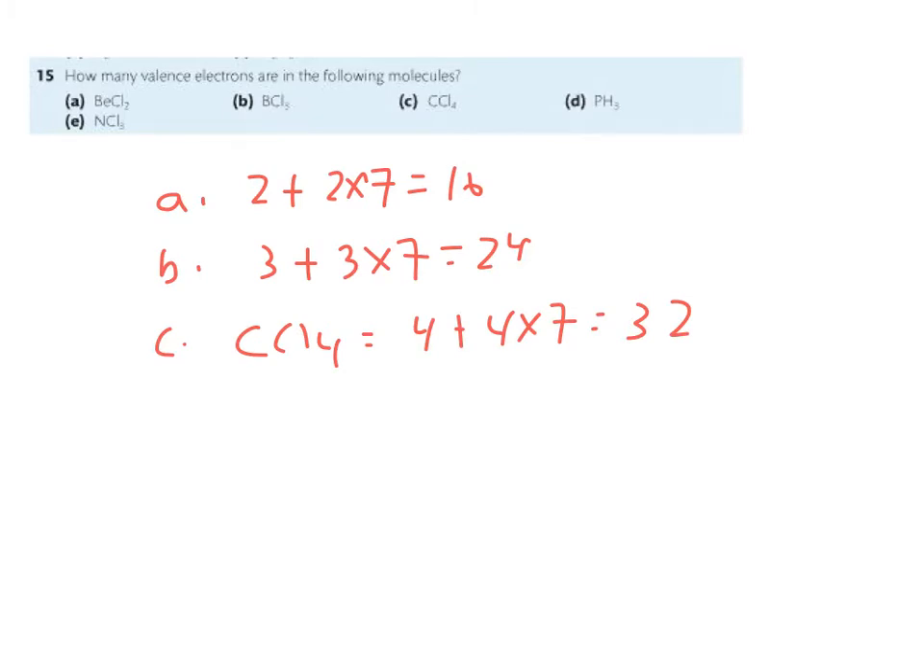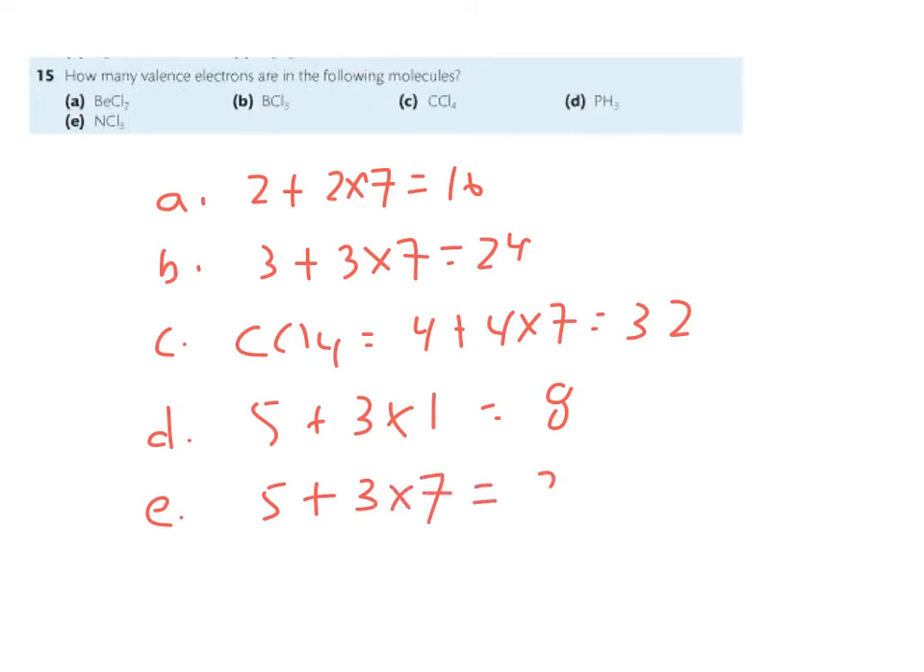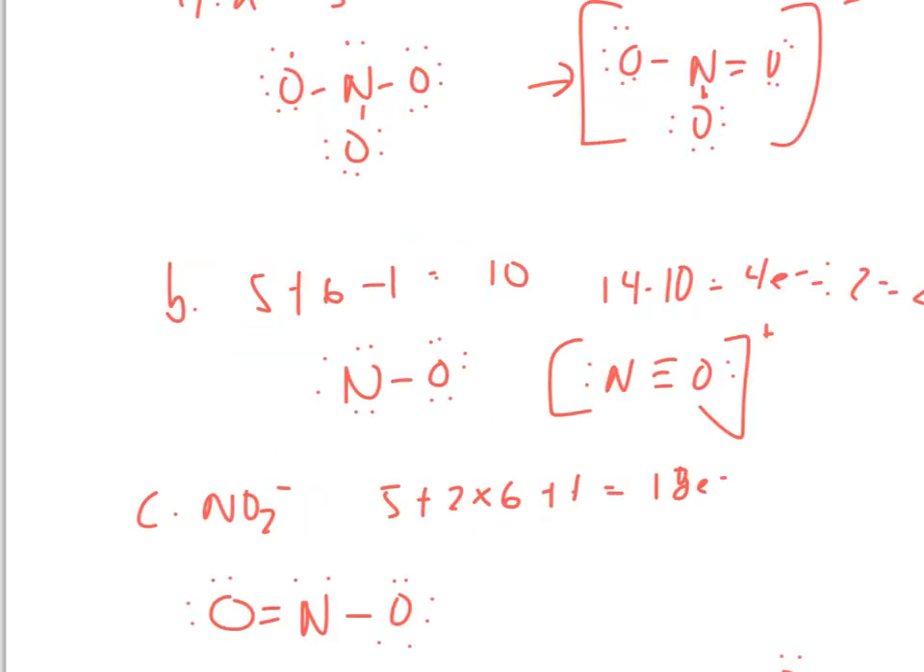And D, I've got PH3, so I've got 5 from the phosphorus and 1 from each hydrogen for a total of 8. And E, I've got 5 from the nitrogen plus 3 times 7 for the chlorine is a total of 26.